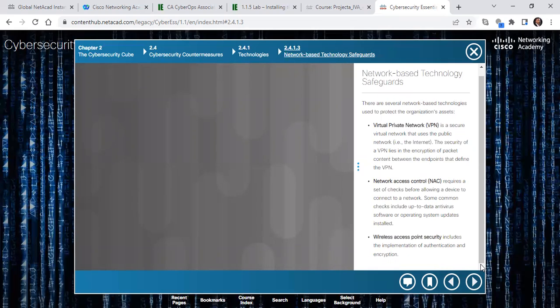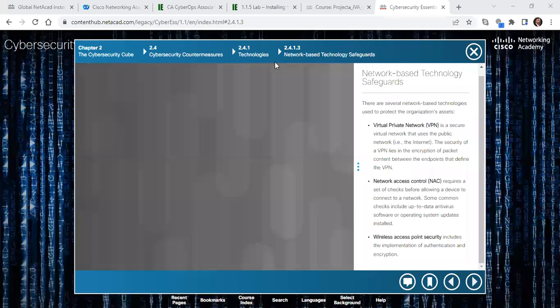So when you hear people talk about a VPN, it is actually a secure virtual network. So when you talk about a virtual private network, you're talking about a VPN.